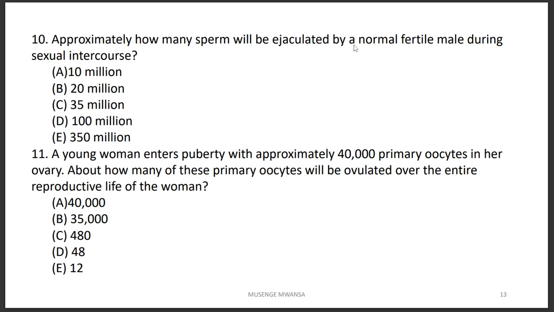Approximately how many sperms will be ejaculated by a normal fertile male during sexual intercourse? A normal ejaculation is around 2 to 6 mL, and 1 mL of each ejaculation contains about 50 to 100 million sperms. So say a person ejaculates 2 mL times 100 million sperms, that would be 200 million sperms. If they ejaculate 6 mL, that would be 600 million sperms. So it is between those numbers. What we can simply pick is the highest option here, about 350 million sperms being ejaculated, because below 10 million, this man is impotent. They can't have a child.